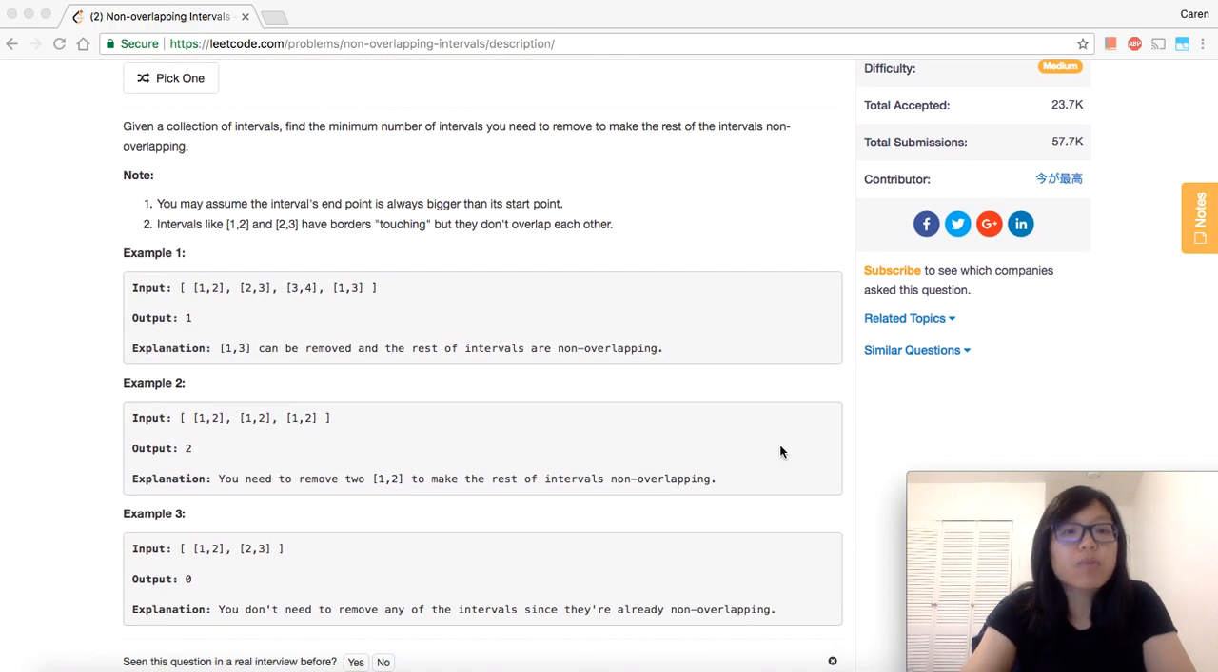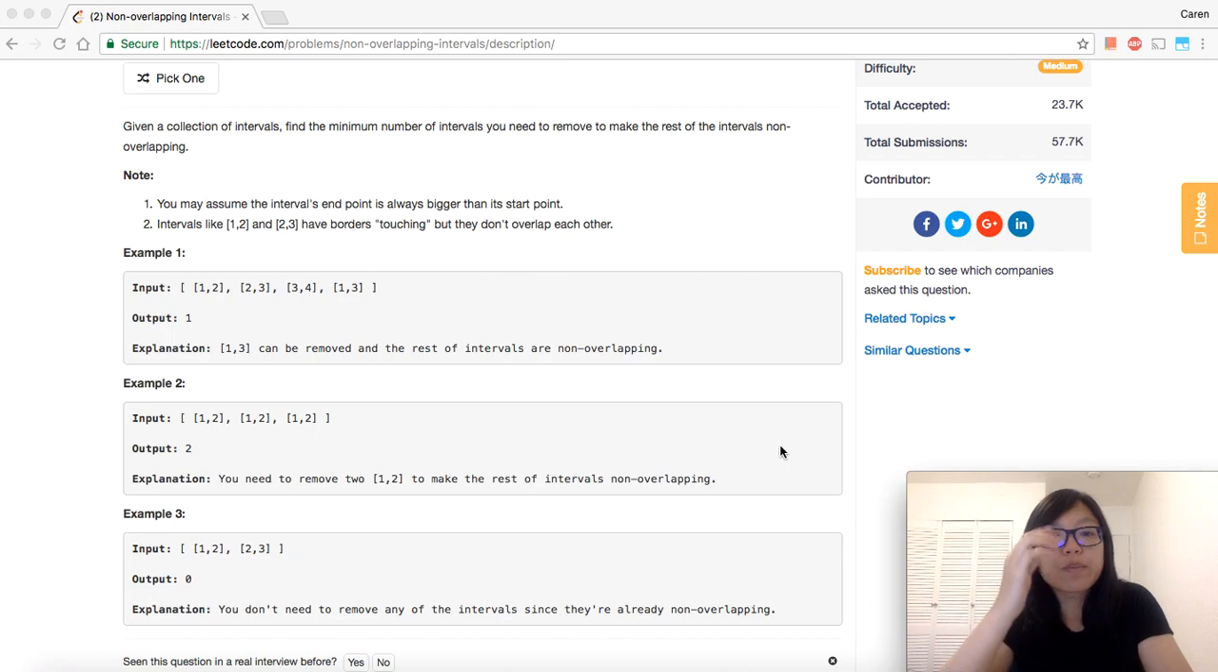For the first example, we have an input with 4 different intervals: [1, 2], [2, 3], [3, 4], and [1, 3], and we want to output 1. Why do we output 1 in this case? Well, [1, 3] is the interval that intersects with both [1, 2] and [2, 3]. But if we remove [1, 3], then the rest of the 3 intervals don't intersect at all. And that's why we output 1, because 1 is the number of intervals we have to remove to make everything else non-overlapping.